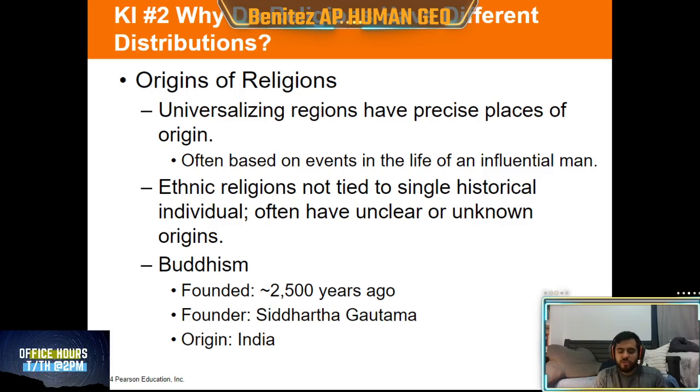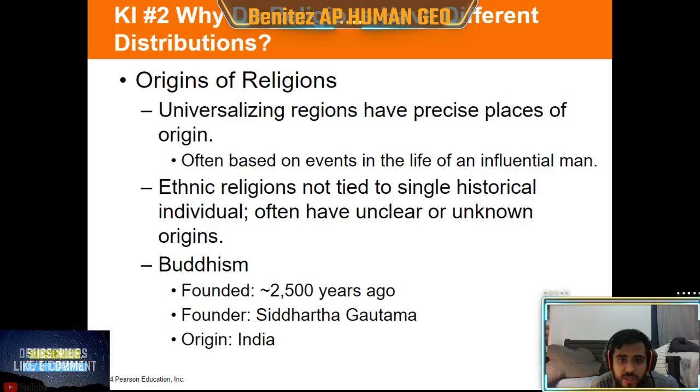So these three universal religions that we covered, Christianity, Islam, and Buddhism, they all have a precise place and a founder. Many ethnic religions are not tied to a single historical individual, except Judaism. Judaism is an ethnic religion and it does have a historical place and it does have a historical individual. And that individual is called Abraham.